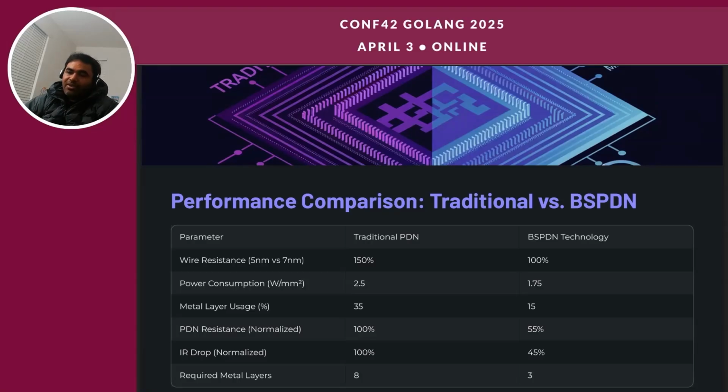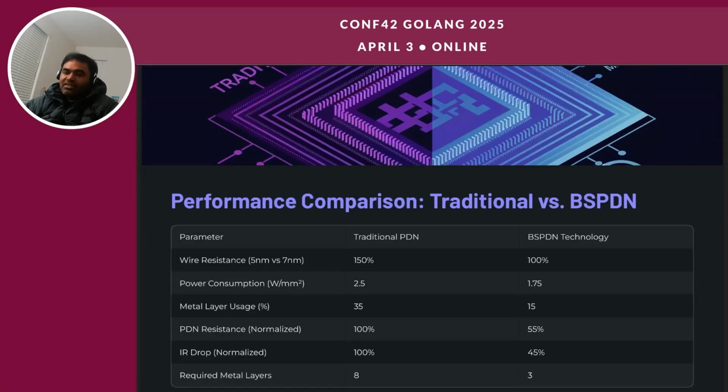If you are comparing the performance between the traditional power delivery network and the backside power delivery network, the wire resistance is 150% in the traditional and 100% in the backside power. The power consumption, comparing in watts per millimeter square, is 2.5 in the conventional and 1.75 in the backside, and the metal layer usage is 35% and 15% in the backside power delivery.